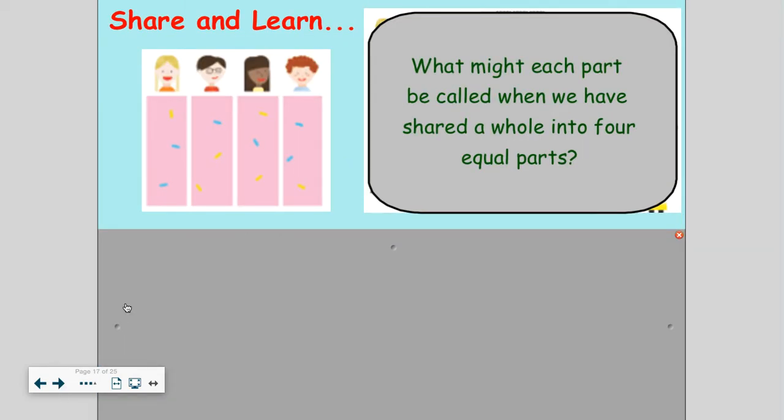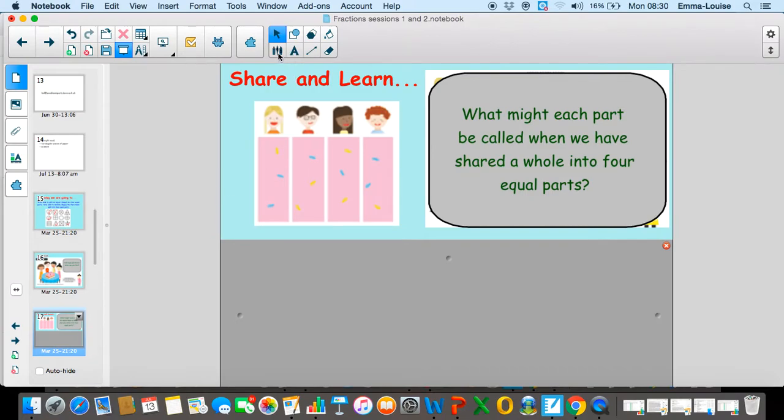Now this is one way you might have shared your cake or your rectangle into four pieces. You may have folded it in half down the middle first, straight down the middle, and then you may have folded each half again so that you had four pieces. Yesterday, when we shared something so there were two equal parts, we called them halves. I wonder, do you know what it's called when we share it into four equal parts?